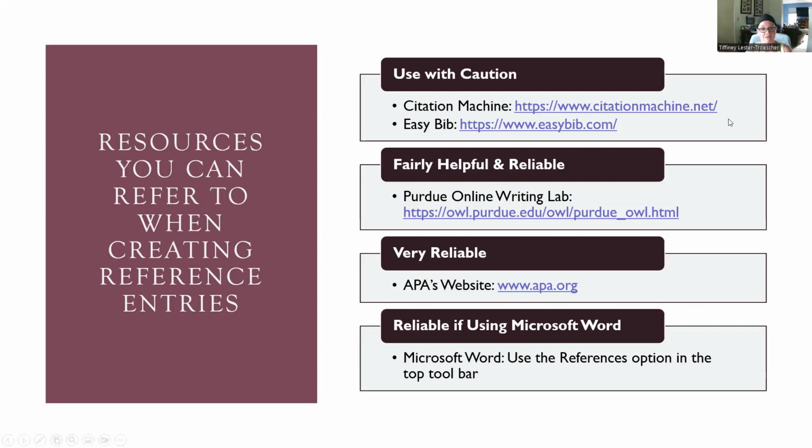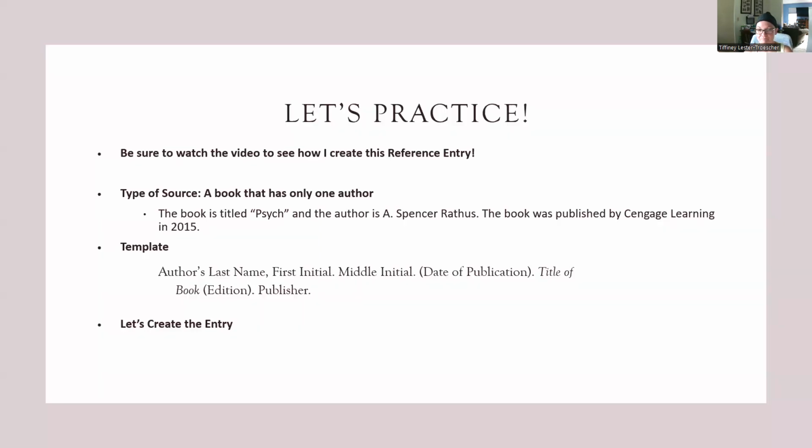And when you run into trouble, Purdue Online Writing Lab is pretty good. APA is excellent. These two, use with caution. It's not cheating, it just might not be totally accurate. Right? Now, let's practice. We are going to practice creating reference entries for a few different sources.